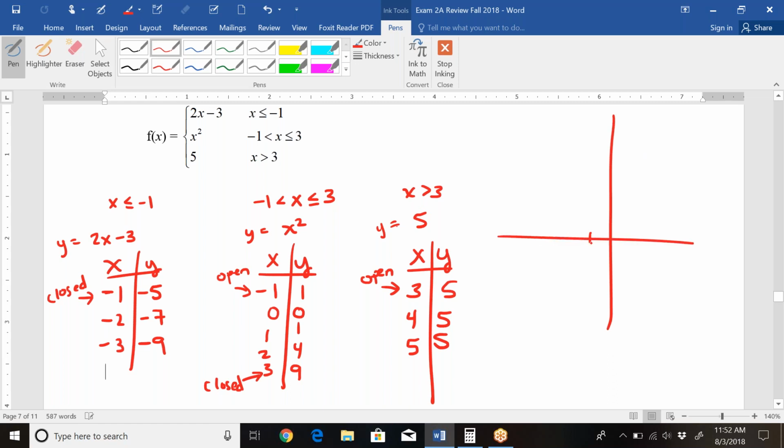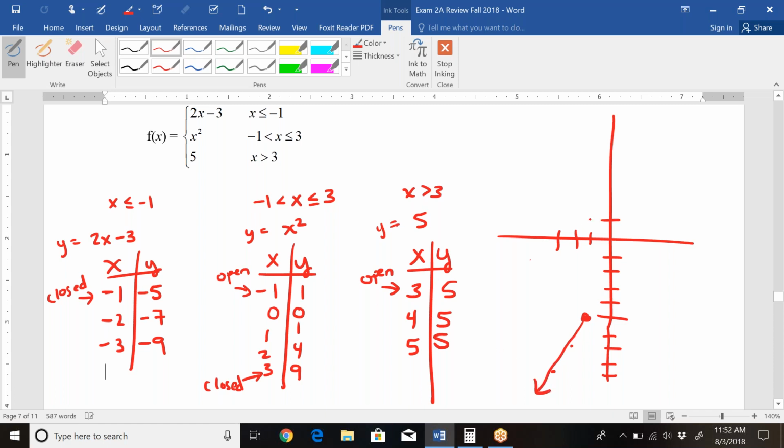So this would be (-1, -5). So that is a closed circle. (-2, -7), just a point. And (-3, -9). So notice this is sloping down in this direction.